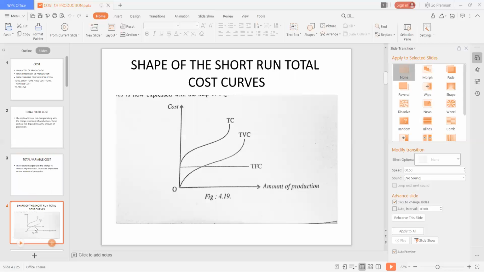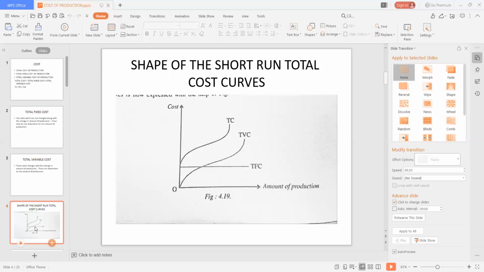These are the shapes of the short-run total cost curves. Here, we know that if the amount of production goes on increasing, there is no change in the total fixed cost of production. Therefore, it is a horizontal straight line parallel to the x-axis. In the x-axis we measure the amount of production, and in the y-axis the cost.